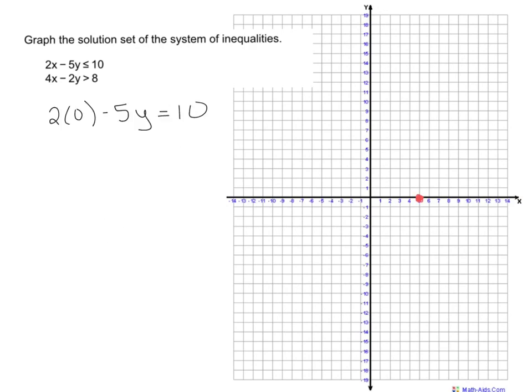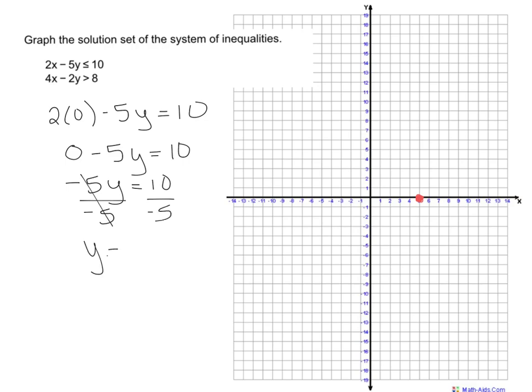Now we're going to find the y-intercept. So you replace x with 0 and solve for y. So 2 times 0 is 0. We have 0 minus 5y equals 10. This gives us negative 5y equals 10. Then we'll divide both sides by negative 5. And we have y equals negative 2. So the y-intercept is (0, -2). And we can go ahead and plot that on the graph. So that's on the y-axis, and that would be this point right here.